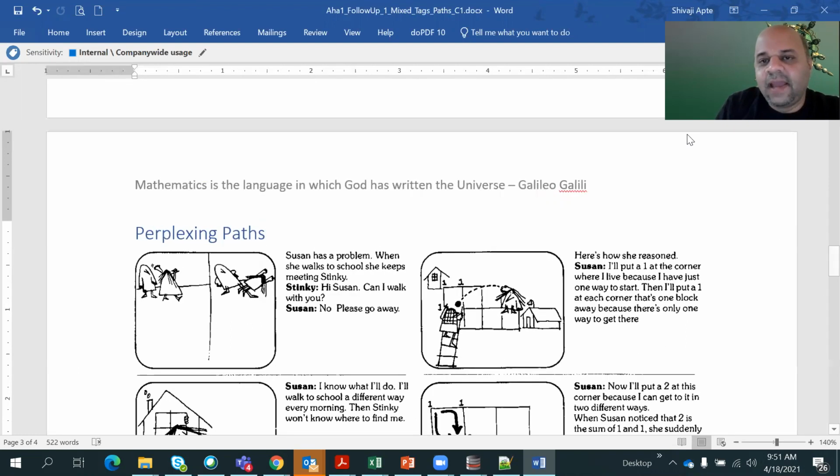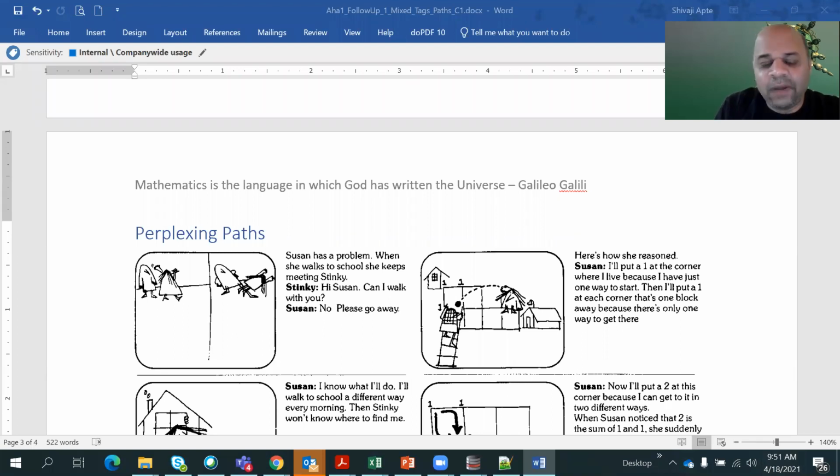The next one was perplexing paths. Let us go through the puzzle just once. Yes, I am recording it. Yes, Madhura, I know you joined a bit late, but don't worry, I have recorded it.